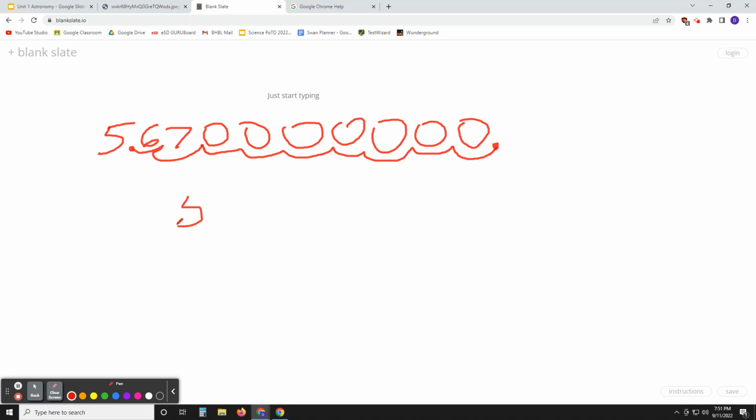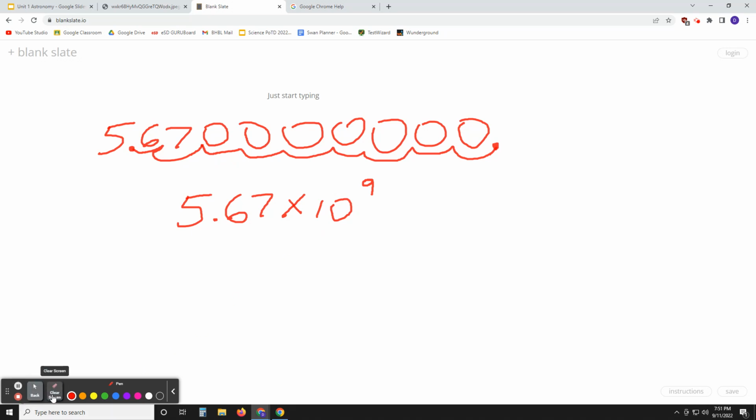So that becomes 5.67 times 10 to the ninth. Still feel free to draw little squiggles under the bigger numbers when I'm doing it. I find it very helpful. Personal opinion.